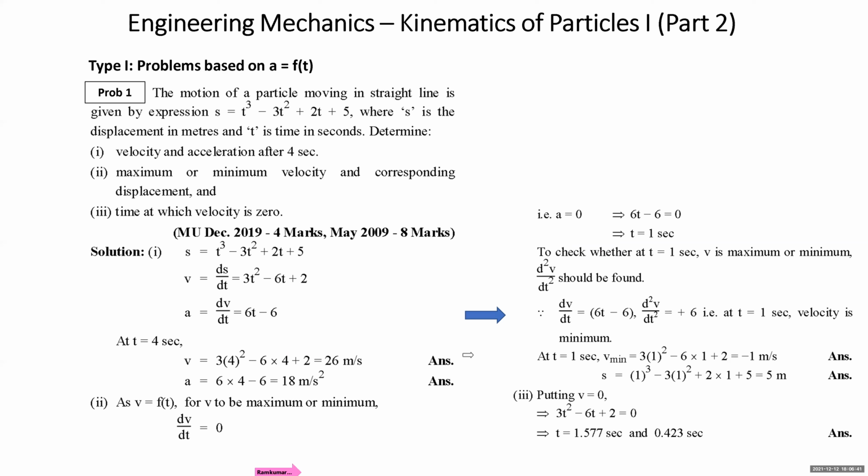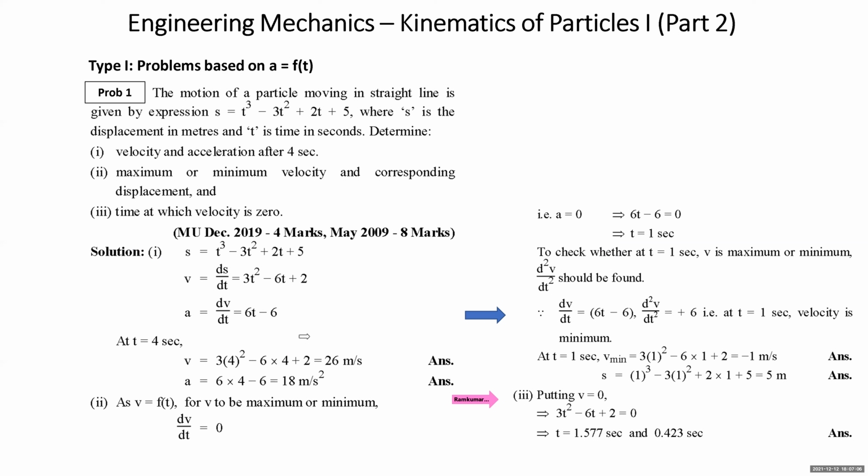So we just substitute the value of t as 1 second in the velocity expression, and v minimum will be obtained: 3 into 1 square minus 6 into 1 plus 2, that is minus 1. So at t is equal to 1 second, velocity is minimum, and for the corresponding displacement, put the value of t in the displacement expression.